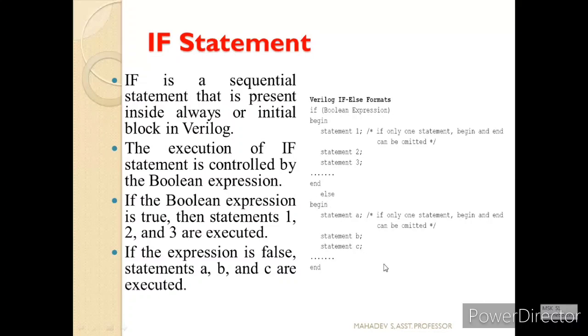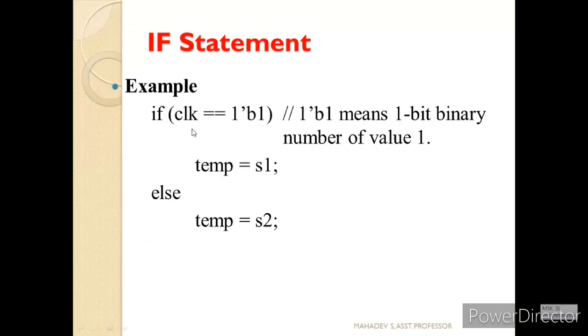Let us see a simple example. If clock is equal to 1'b1, it means if clock is 1, statement S1 should be executed. That is, S1 is assigned to temp. In the same way, in the else statement, whatever the value of S2 is goes to temp. So if it is 1, S1 is executed; if it is 0, S2 is executed.